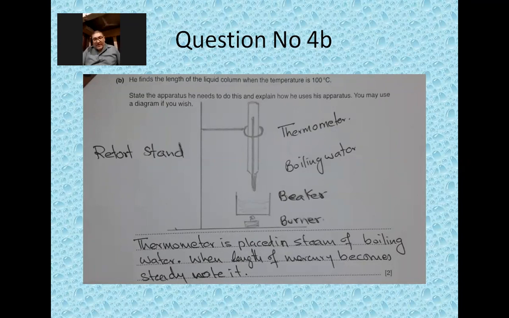And you will observe that when you place the thermometer in the steam, the level of the mercury will go up. You wait for some time. When the level of the mercury goes up and up and it becomes steady, just mark it on the thermometer, and that will be the steam point, and you can measure the length of the mercury column. So my answer is: the thermometer is placed in the steam of the boiling water. When the length of the mercury becomes steady, note it. So measure the length of the mercury when the level becomes steady and the thermometer is in the steam of the boiling water.